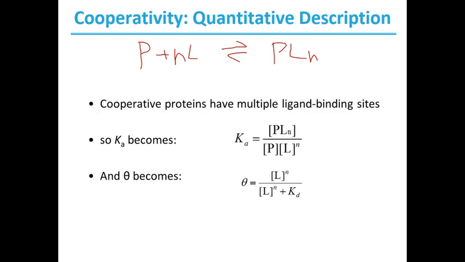Now, cooperative proteins such as hemoglobins have multiple ligand binding sites, as we have seen. So Ka is equal to PLn divided by P times L to the power n, and hence theta is equal to L to the power n divided by L to the power n plus Kd. And we have seen this equation before, except the power n. And this is what happens for proteins with multiple ligand binding sites.